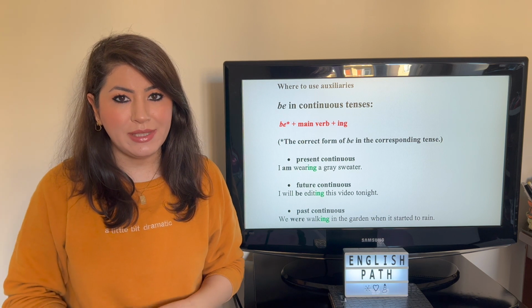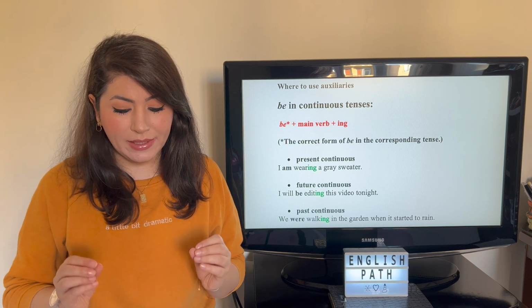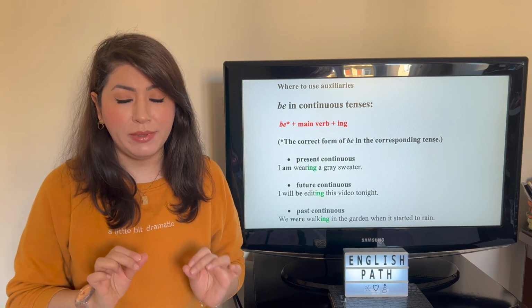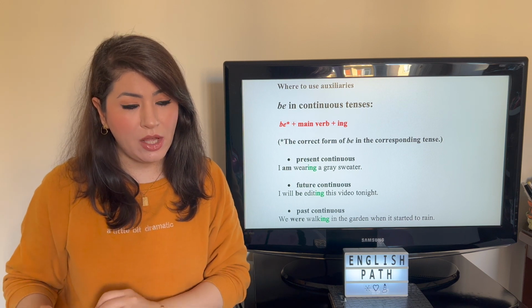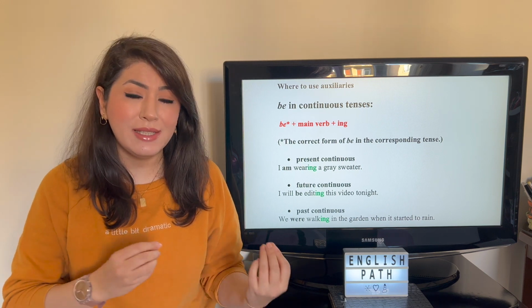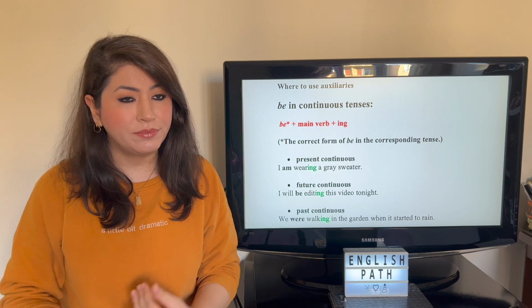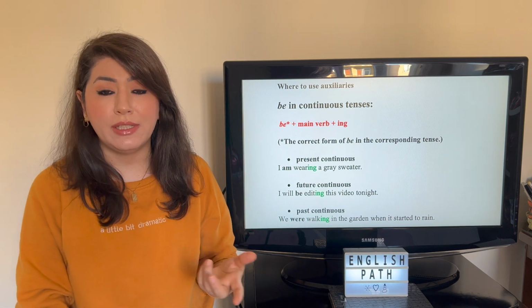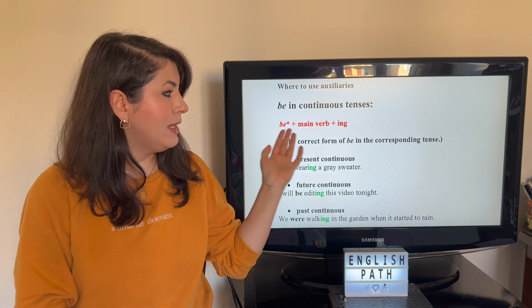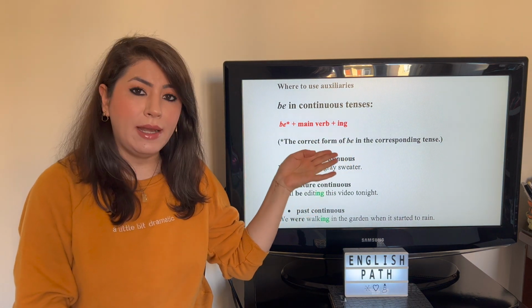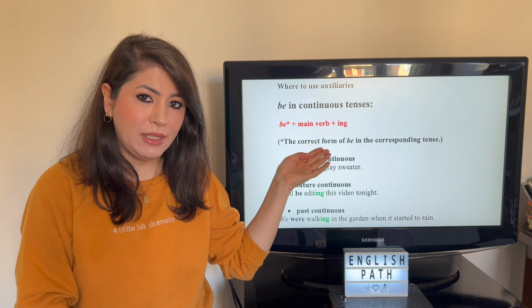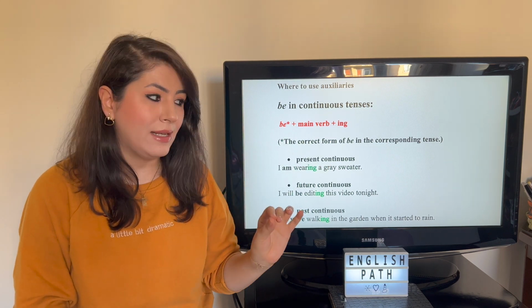To be is used in continuous tenses, but you need to use the correct form of be in the corresponding tense. For example, in the present continuous tense, the forms of be are am, is, and are. So the general formula for continuous tenses is be, main verb, ing. And as I just said, be has to be in its correct form in the tense.